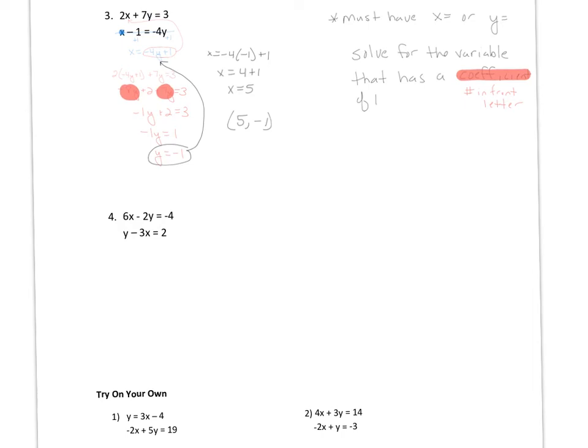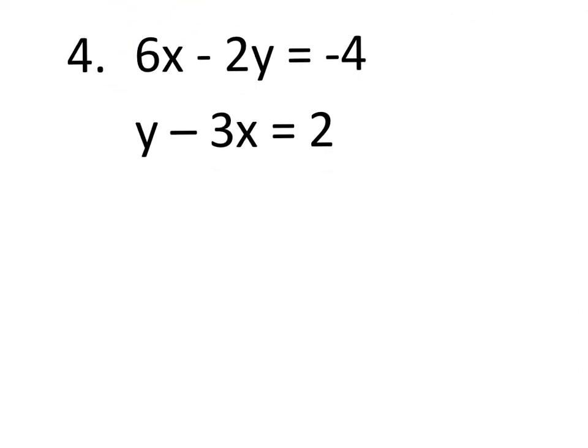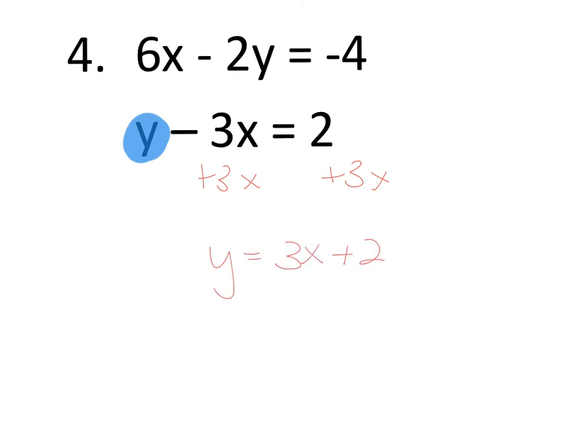Okay, let's go ahead and go down to number 4 here. So on number 4, again, we're looking for something with a 1, technically a -1, but usually they're going to be 1s for us. Okay, so if I'm kind of looking through here, this guy right here, I'm going to isolate that y right there because he has a 1 in front. So to isolate him, I'm going to add the 3x over to the other side and get y equals 3x plus 2. Now, once you do that, again, cross him out.